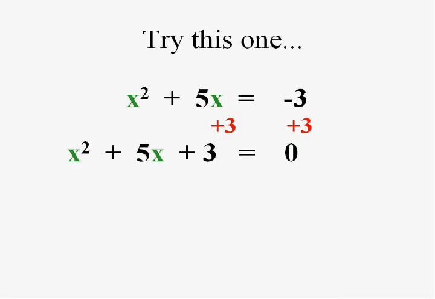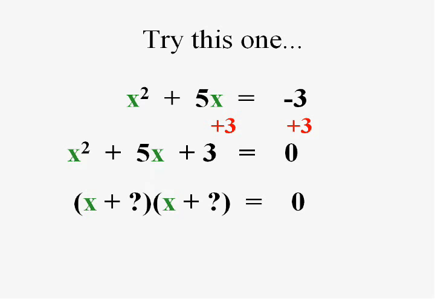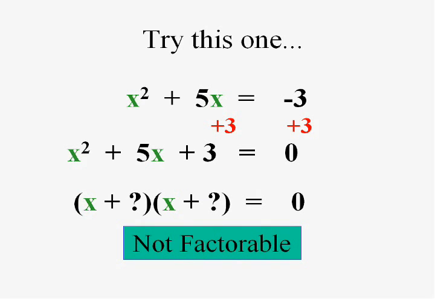And now, what is it time to do? We have to factor, right? Okay. Well, go ahead, factor it. What two numbers multiply to 3 and add up to 5? Come on. I'm waiting. It's not factorable.